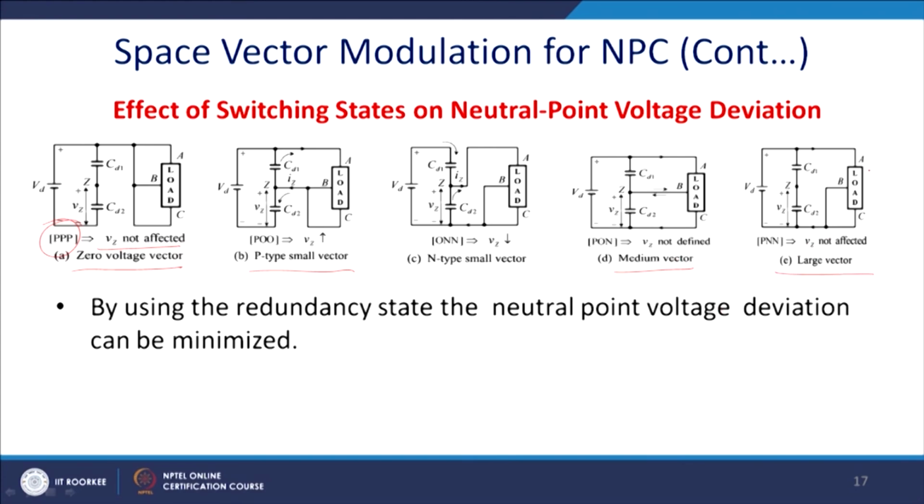In that way, using these vectors and the redundancy states, neutral point voltage deviations can be minimized and you can have redundancy and thus get more reliability in the system.